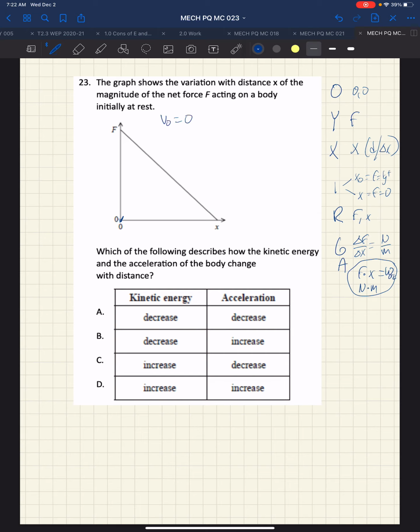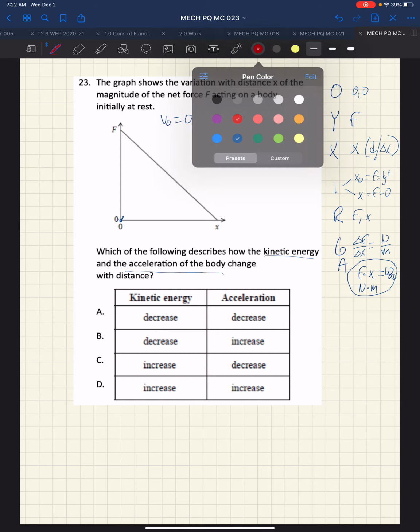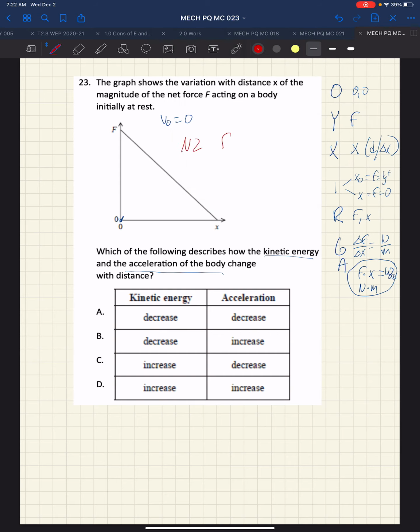All right, so which of the following describes how the kinetic energy and the acceleration of the body change with distance? We could start with either of them. I would just recommend we start with acceleration. So we know Newton's second law tells us that the net force equals ma.